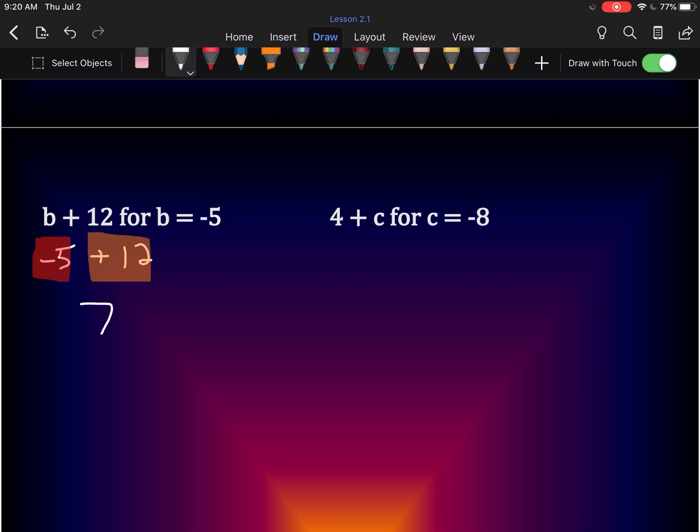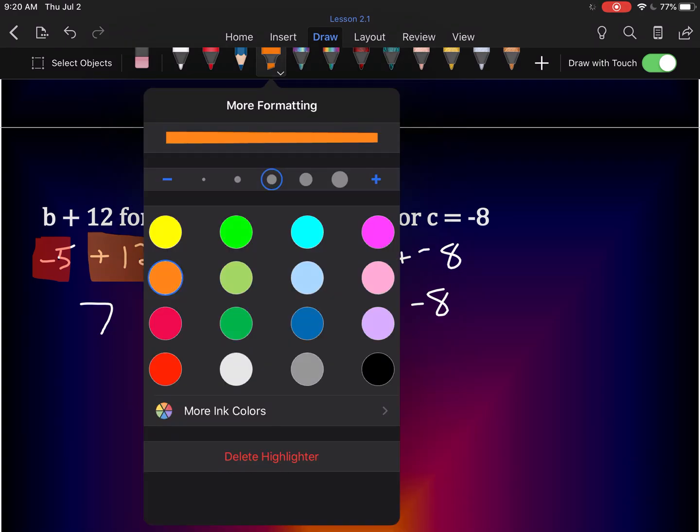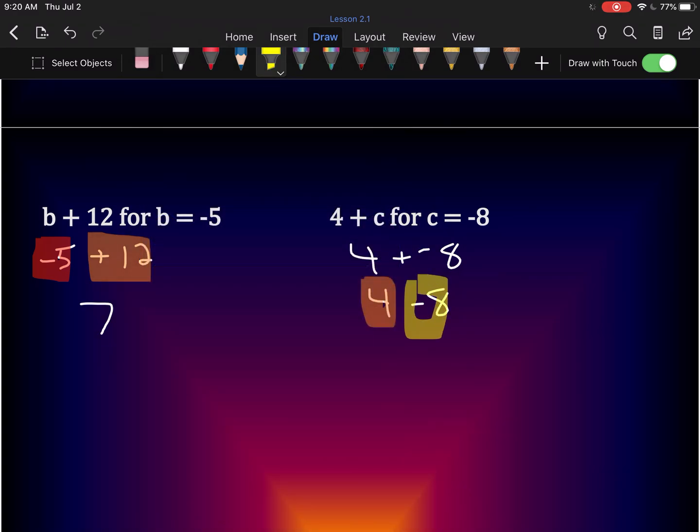Last example here, we're going to replace c with negative 8, so it's going to be 4 plus negative 8. You know I don't like that. Plus negative is really just subtraction, so it's going to be 4 minus 8. We have two numbers here. We have a positive 4, and we have a negative 8. Different signs tell me to subtract the numbers. So 8 minus 4 is 4, and keep the sign from the bigger number. The bigger number is 8. 8 was negative, so our answer is negative 4.